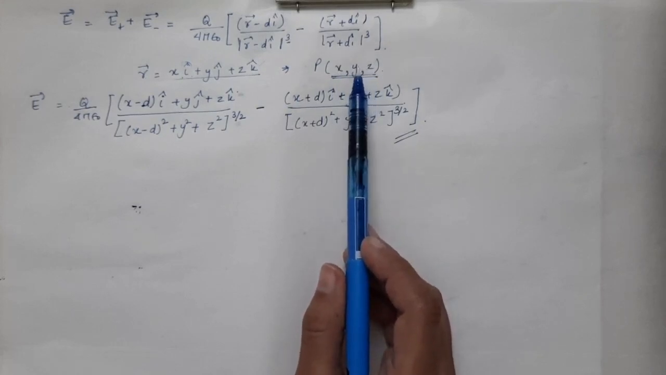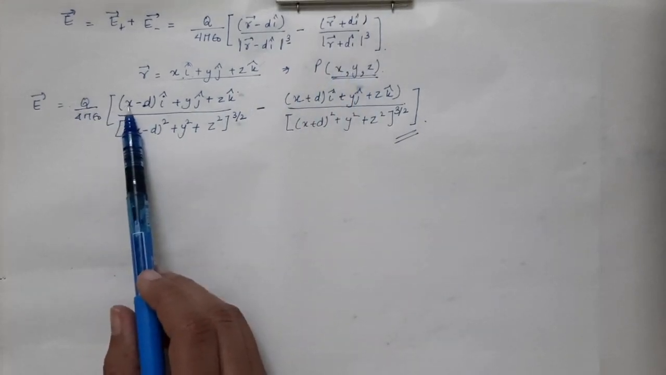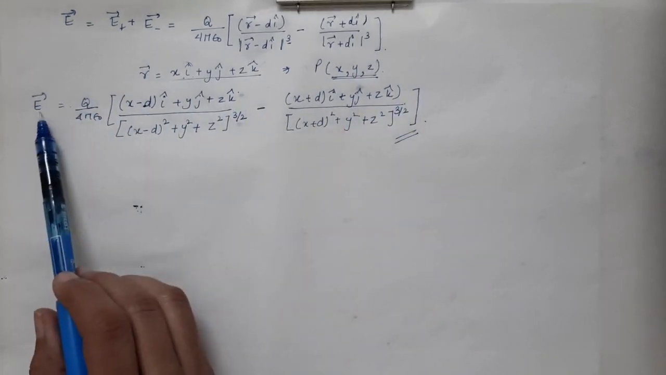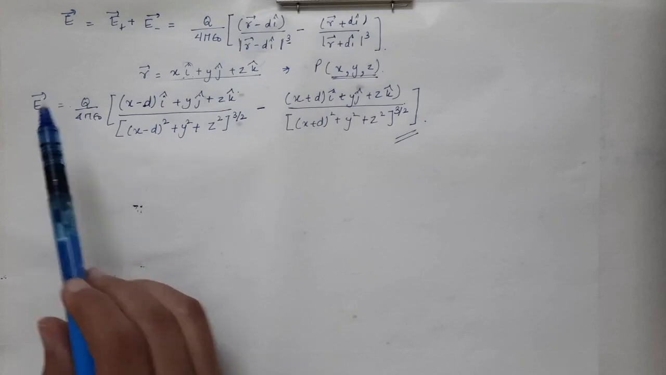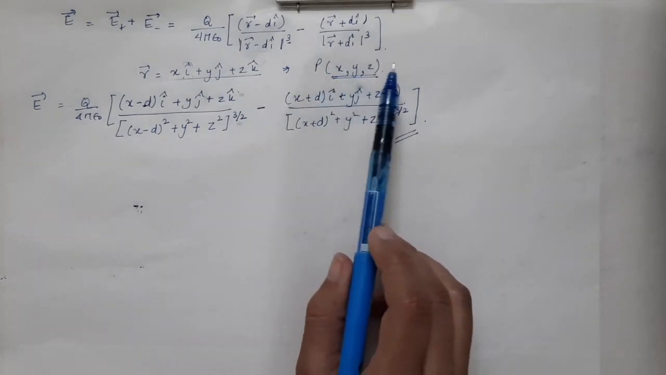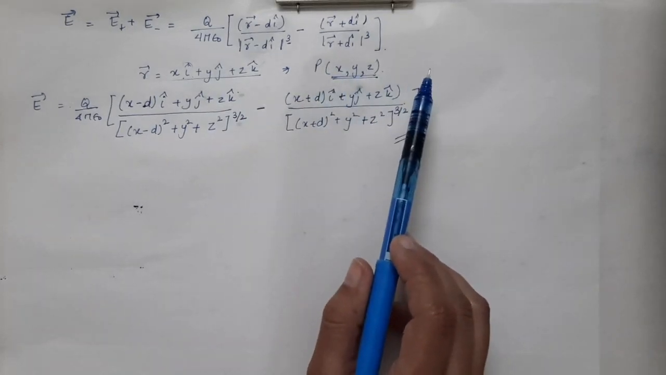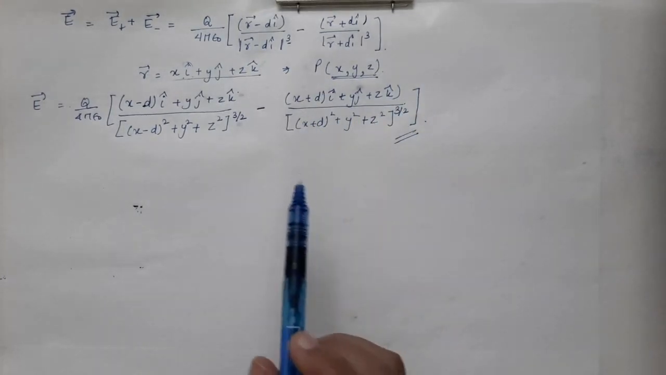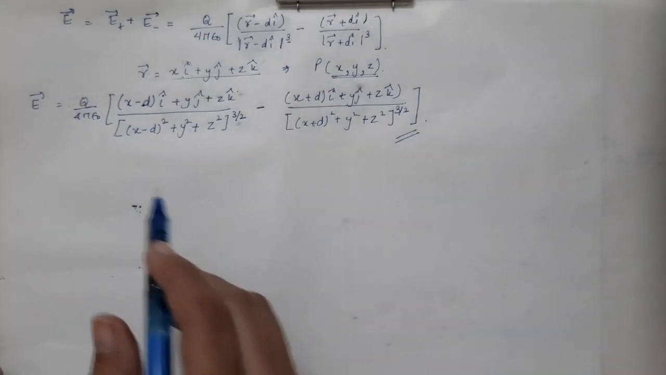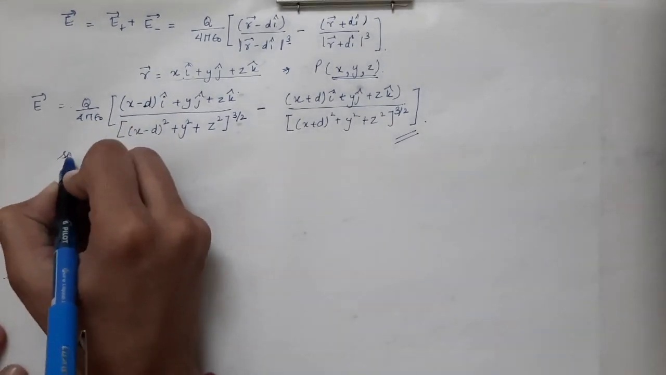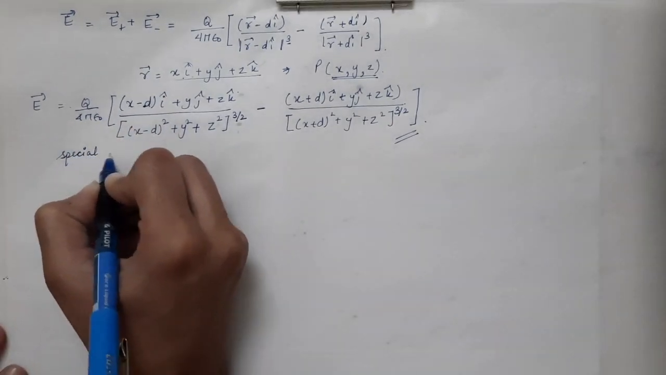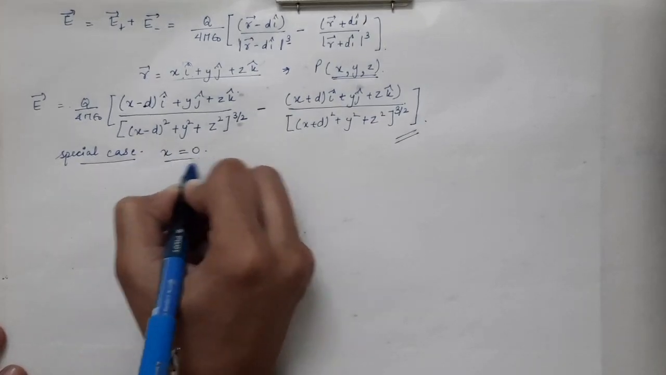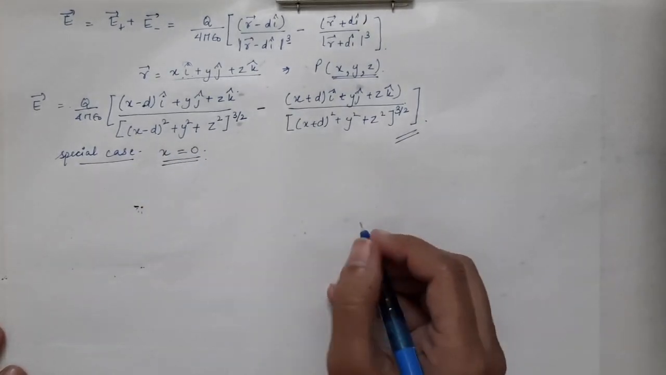you will just insert x, y and z in this formula and you will get the final result of the electric field intensity at the point (1, 2, 3) which is asked in the numerical. So you will directly use this formula. Now the special case is when x is equal to 0.